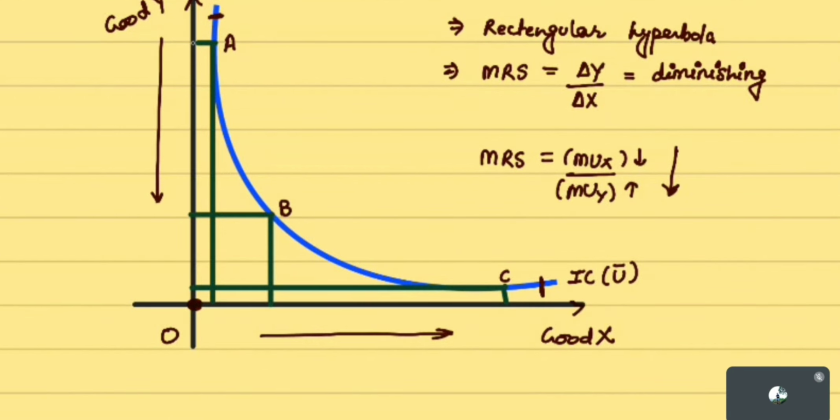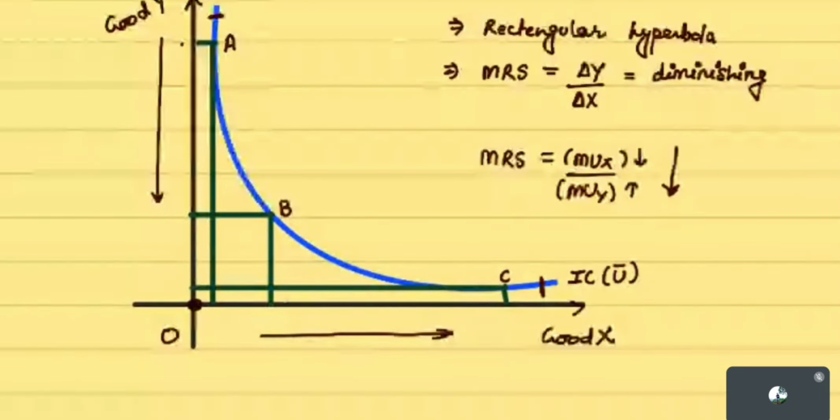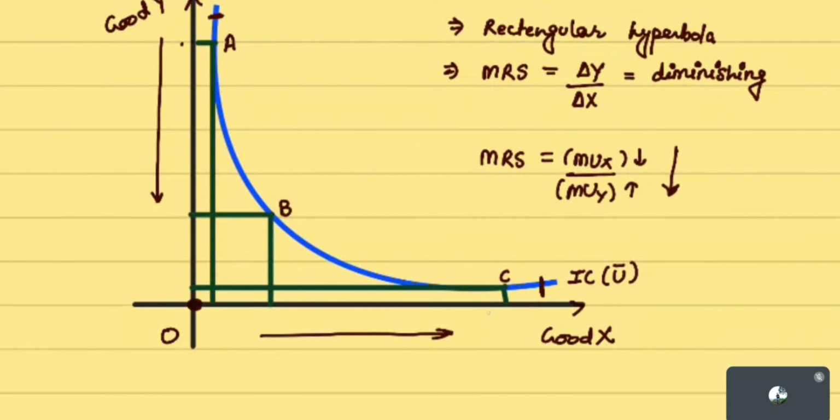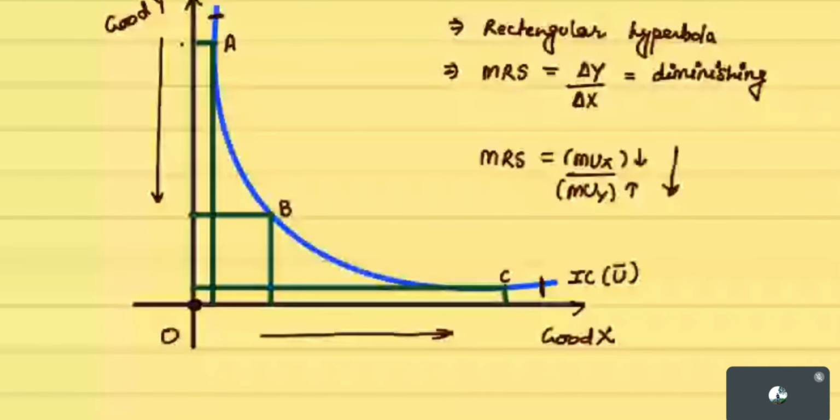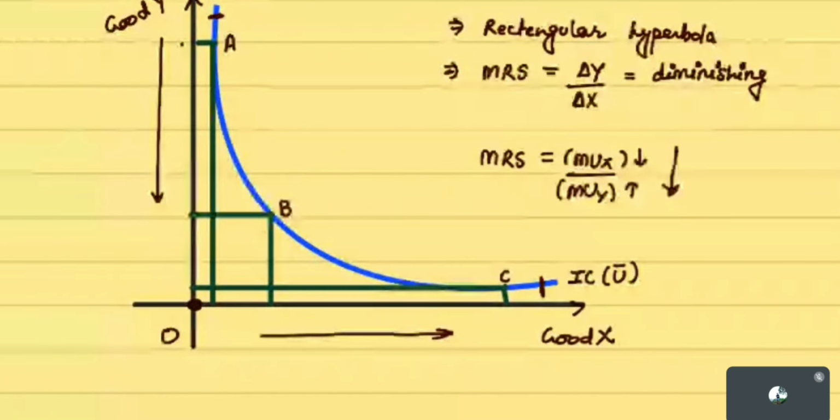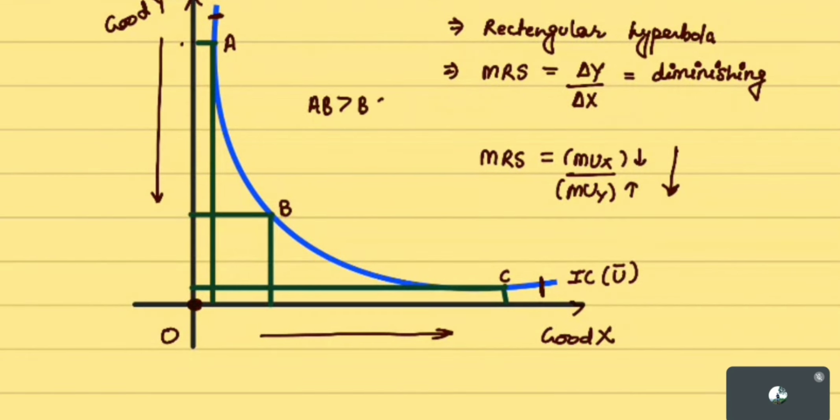At point A you are consuming more of y and less of x. For the additional consumption of x, you are sacrificing more of y, this much from point A to point B. But with the further additional consumption of good x, you are sacrificing comparatively fewer units of y. The gap between A and B is greater than the gap between B and C. So this represents that your MRS is diminishing.